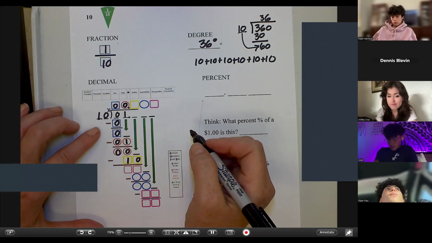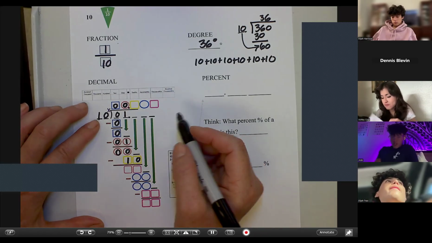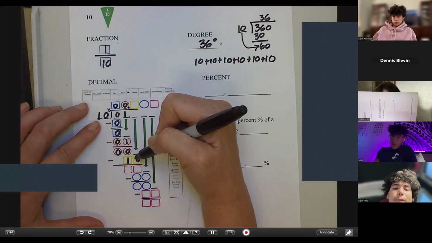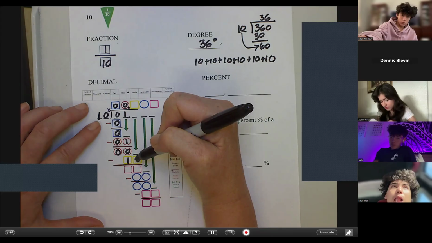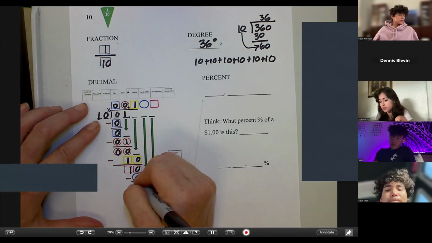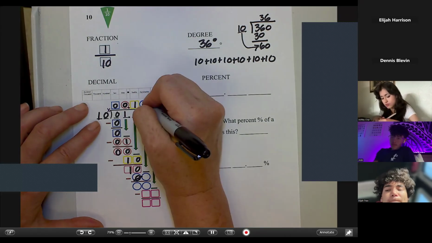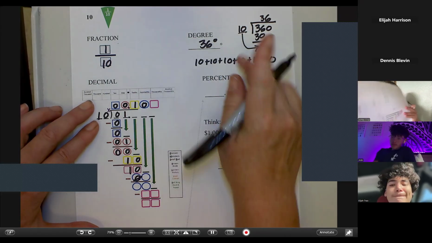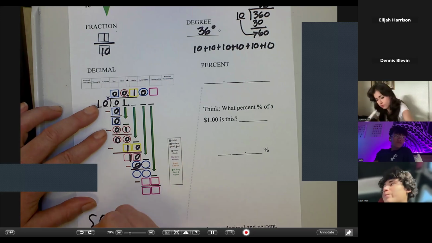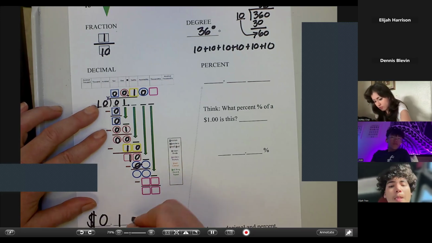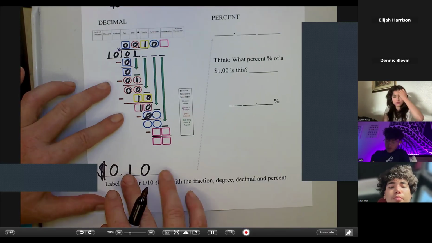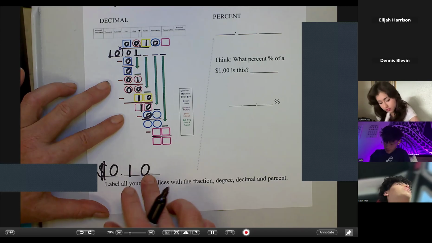This is even. You ready? Eli, Harrison, 10 goes into 10. How many times? Once. And once we have a remainder 0, we can stop, but I'm just going to add another 0 because remember, we're talking about money. So right here, 1/10 of a dollar is 10 cents.